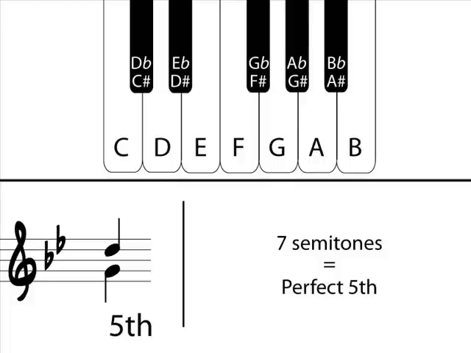Let's compare it to our interval. Here's the G. To G sharp is 1 semitone, to A makes it 2, B flat is 3, B is 4, C is 5, C sharp is 6, and D is 7. Our interval has the same amount of semitones between the two notes, so we can call it a perfect interval. As we already have the number, it becomes a perfect fifth.